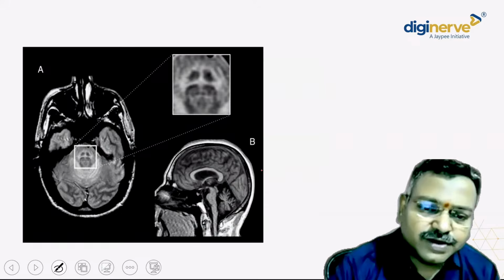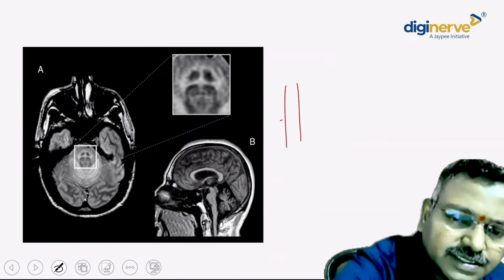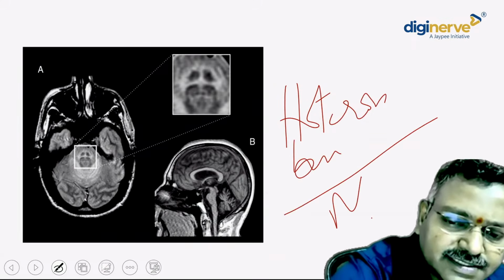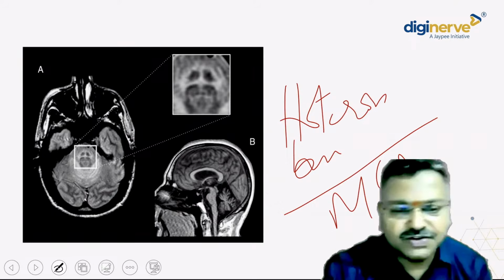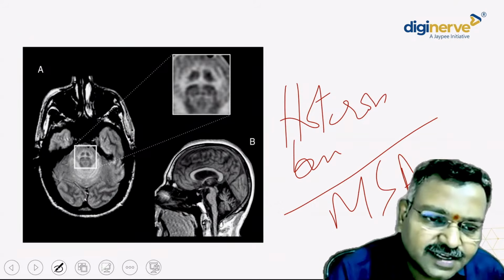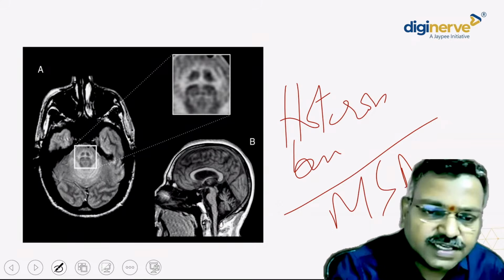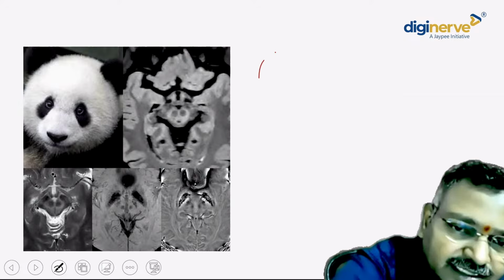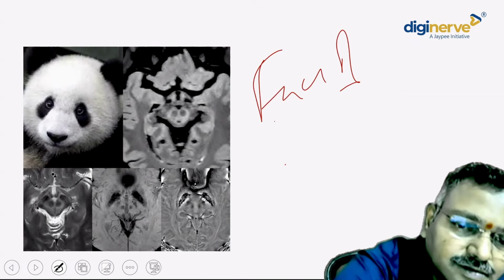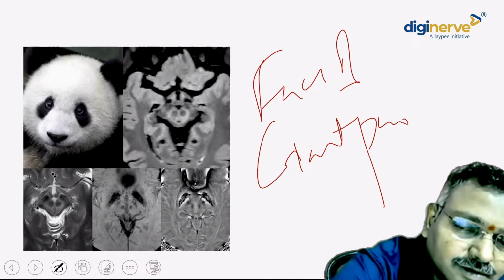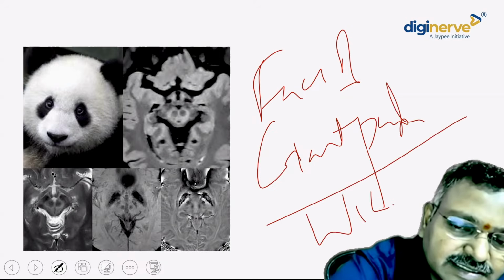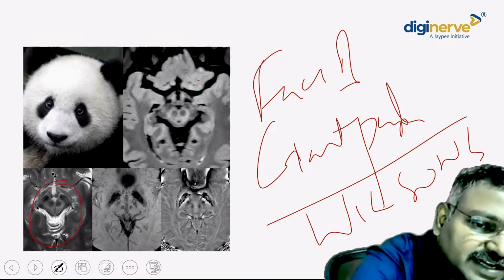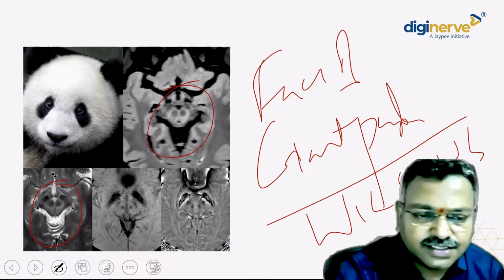This is one more MRI image, the classical appearance, what is called the hot cross bun appearance. This is a characteristic Parkinson's plus called multisystem atrophy that you're seeing here. Very characteristic finding, the hot cross bun sign. This is the panda sign, the face of the giant panda they call. So this is classical of Wilson's disease. Maybe seen in other deposition diseases also. You can see here the face of the giant panda. It's a very characteristic feature that you would get.